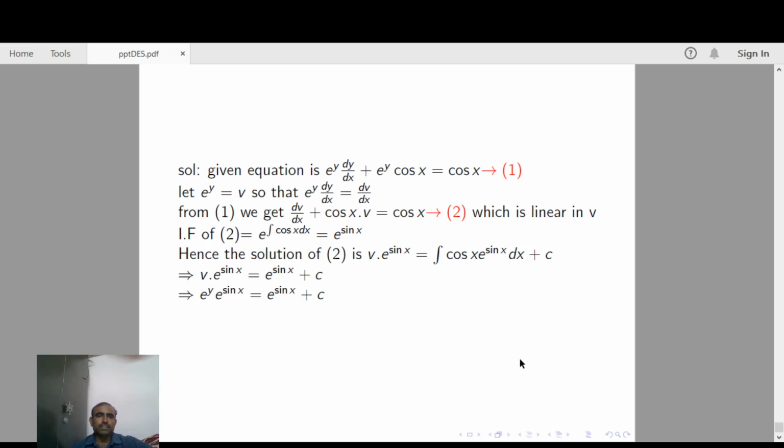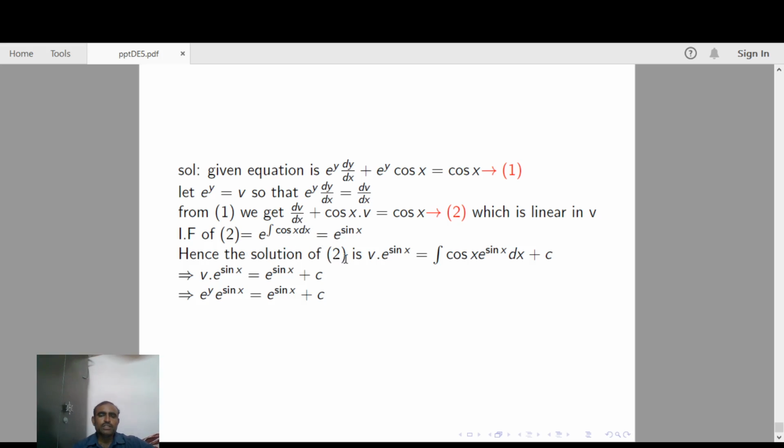See the solution of the first example. Take the given equation e^y dy/dx + e^y cos x = cos x. Take e^y = v, so that e^y dy/dx = dv/dx. From 1 we get dv/dx + cos x v = cos x. Why? Because e^y = v, e^y dy/dx = dv/dx. So this is a linear equation in v. So the IF of 2 is e^(integral cos x dx) = e^(sin x).